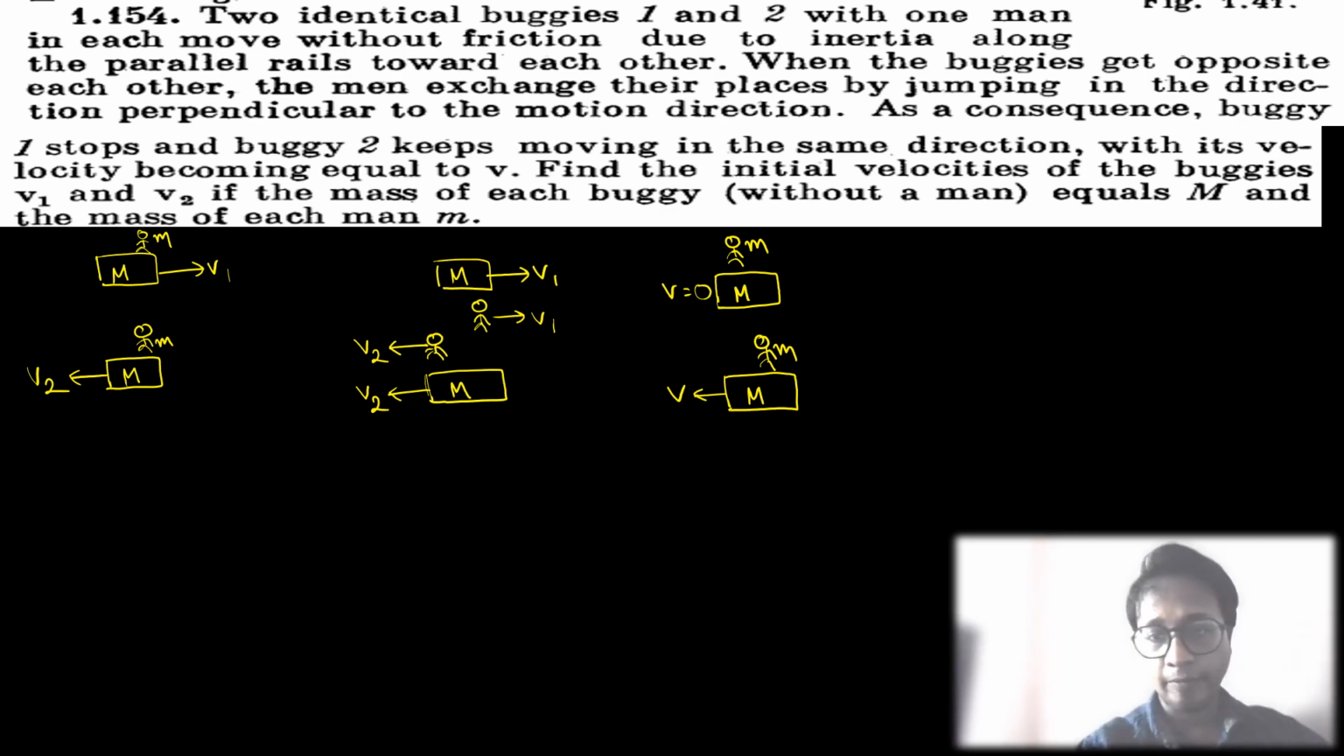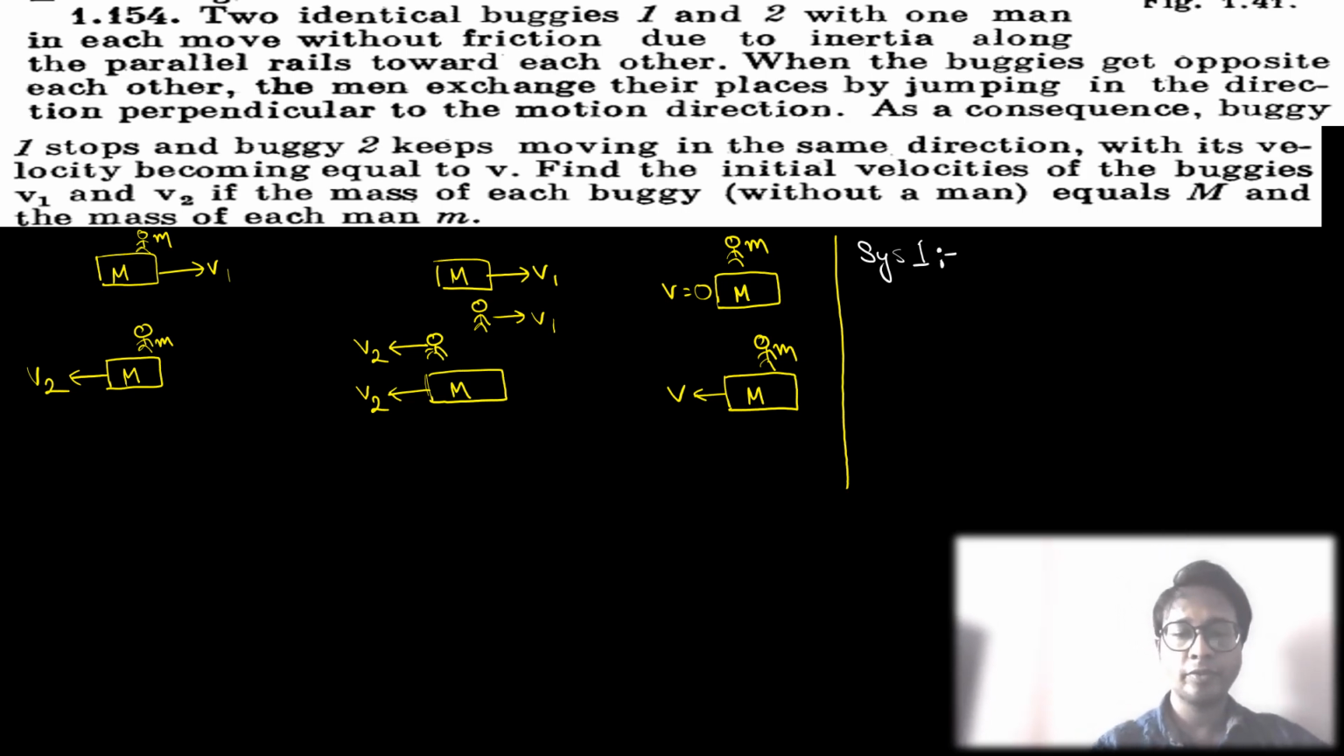So system 1. If I apply conservation of momentum, what was the initial momentum? mv1 minus mv2. Why minus? Because whenever you are dealing with velocity, always assign the coordinate system in every problem.